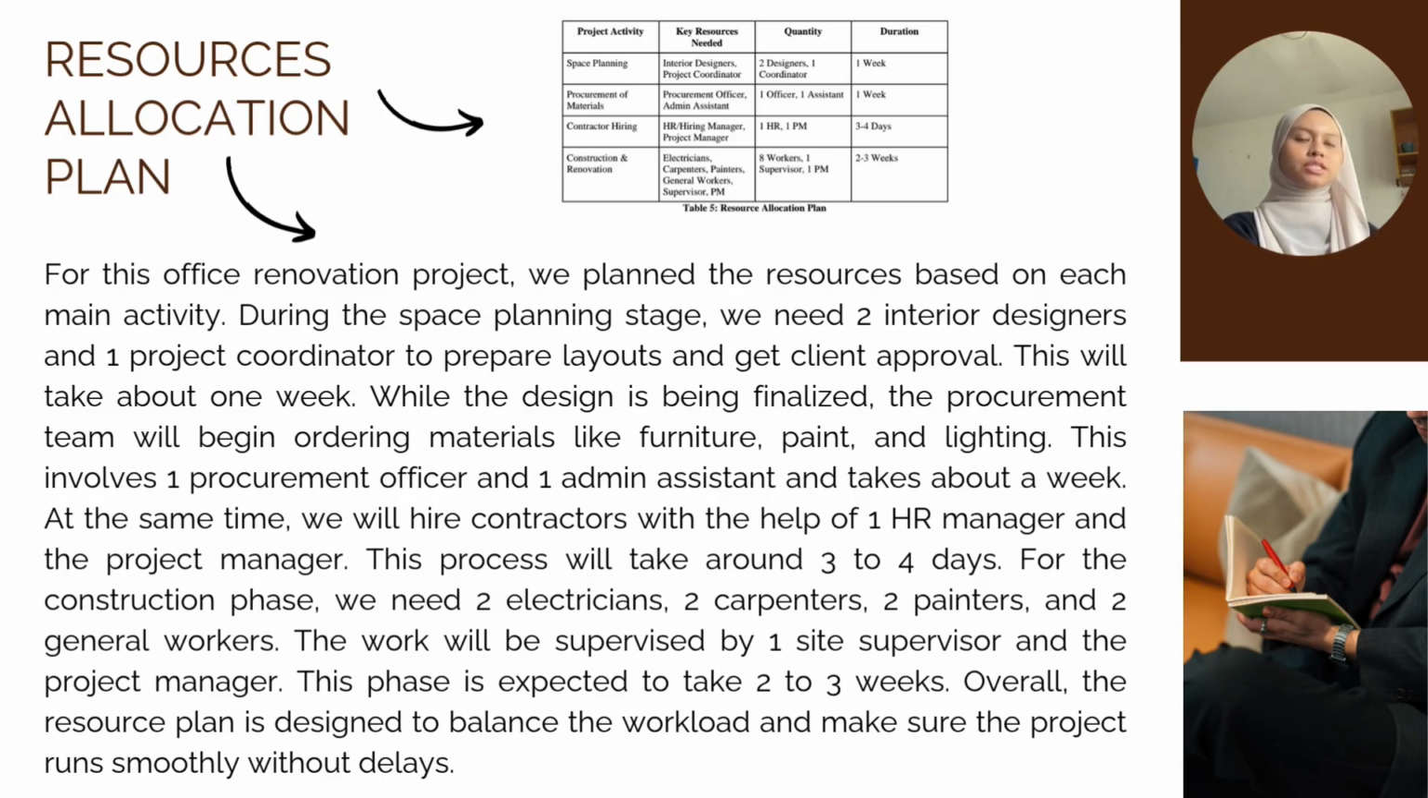For the construction phase, we will need 2 electricians, 2 carpenters, 2 painters and 2 general workers. The work will be supervised by one site supervisor and the project manager. This phase is expected to take 2 to 3 weeks. Overall, the resource plan is designed to balance the workload and make sure the project runs smoothly without delays.